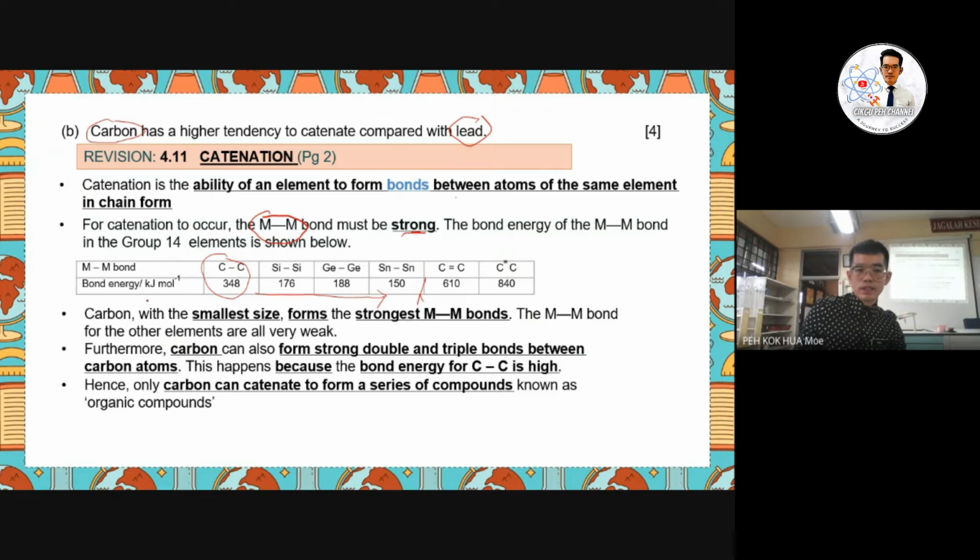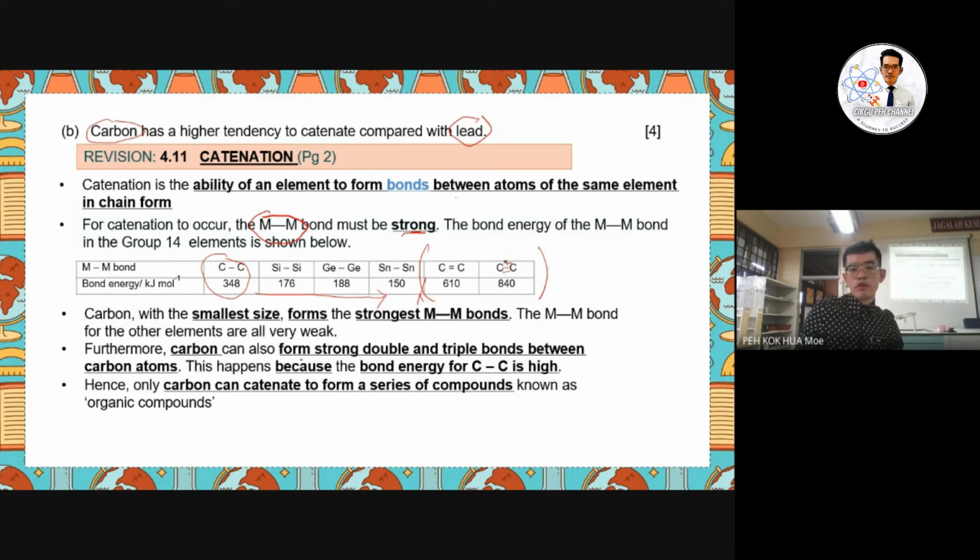So firstly, we discuss that carbon has a smaller size and forms the strongest M-to-M bond. The M-to-M bond for other elements are all very weak because they have a bigger atom size. And then you can see we have another discussion regarding the double bond and the triple bond for carbon. Okay, so you can see the discussion here.